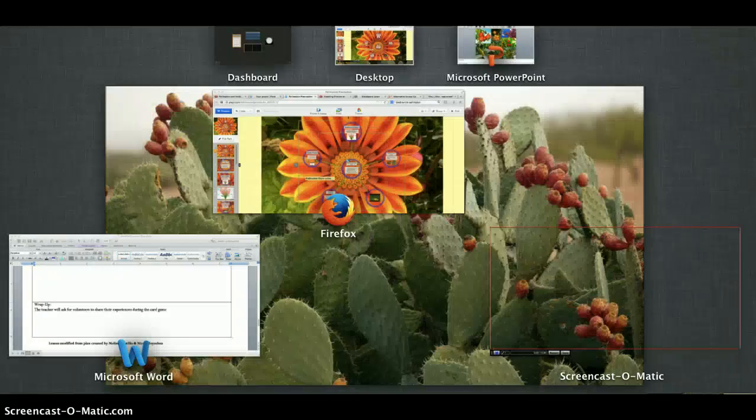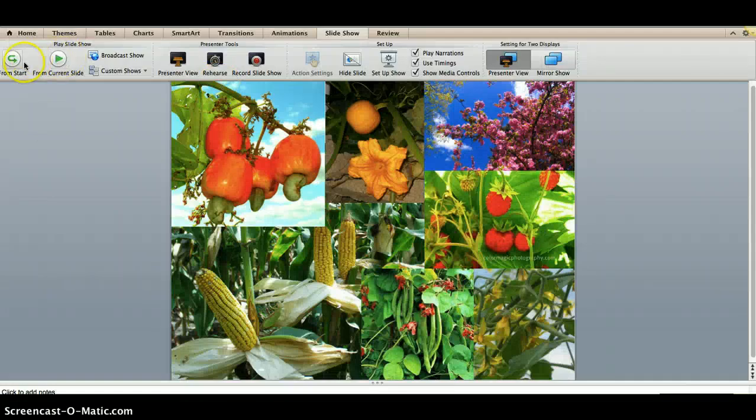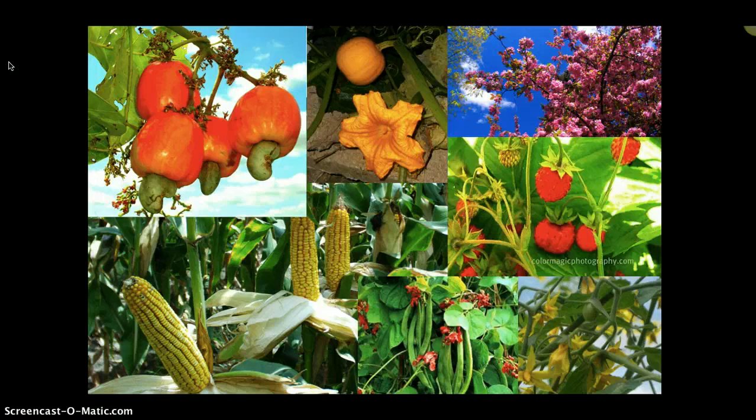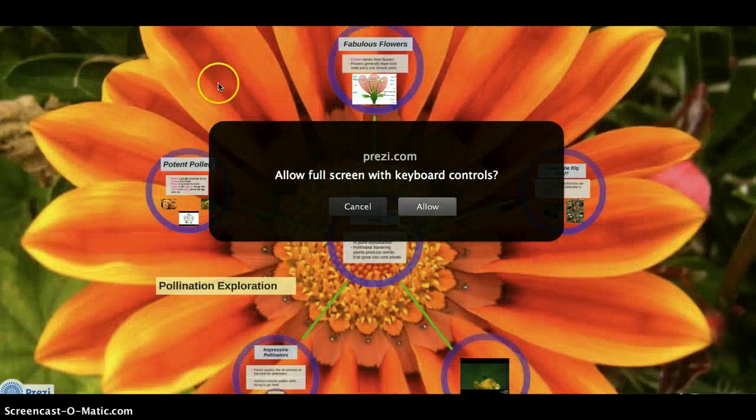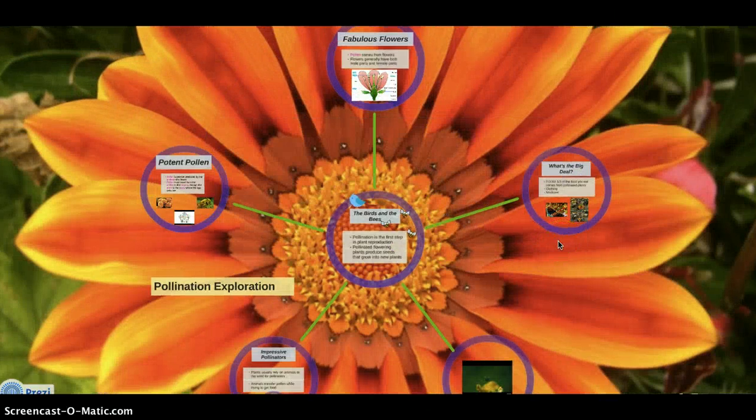Hello, friends. Have you ever wondered how plants reproduce or where foods like fruits and vegetables come from? Well, let's go on a pollination exploration and find out. So, what is pollination anyway?